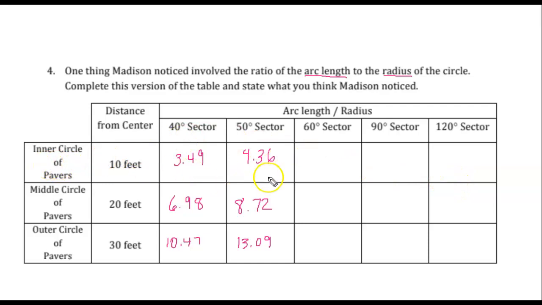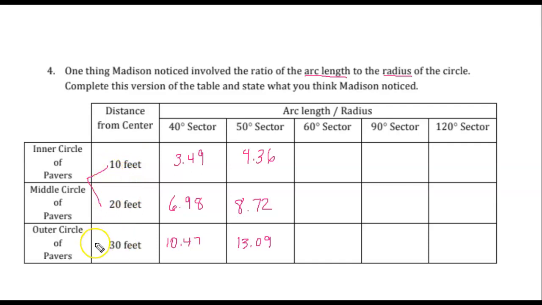One of the things that I notice is that if this is 3.49, 6.98 is twice that. And 2 times 4.36 is 8.72. It looks like the ratio for the 10-foot is exactly half of the ratio for the 20-foot. This would make sense since 20 feet is actually twice as big as 10 feet.